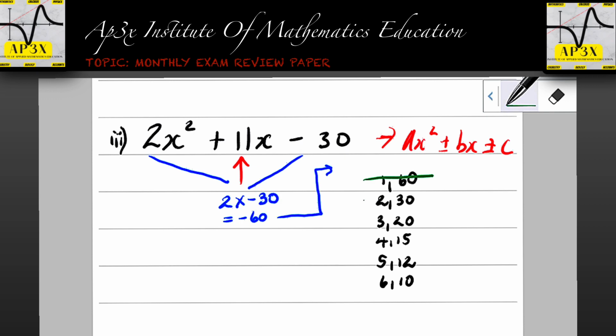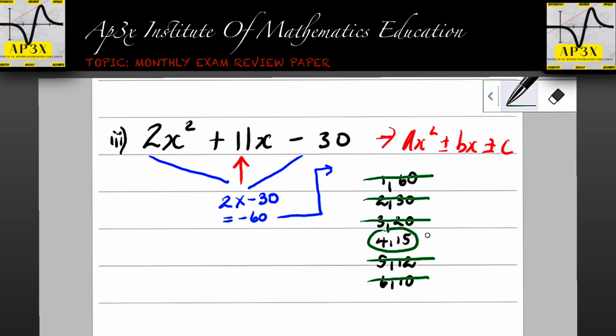There's no way 2 and 30 in any way, shape, or form could produce 11. I'm also certain that 3 and 20 cannot produce 11. I'm almost certain then that 5 and 12 cannot produce 11. And of course, then you'll see that 6 and 10 cannot produce 11. So therefore, the only possible pair here is 4 and 15.